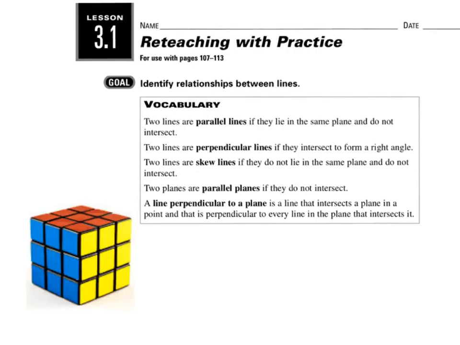So let's see. First one, parallel lines are two lines that lie in the same plane. In other words, they are coplanar, right? Coplanar. And they do not intersect. So we use this symbol to denote it. Those are parallel lines. So if I say line A and line B are parallel.